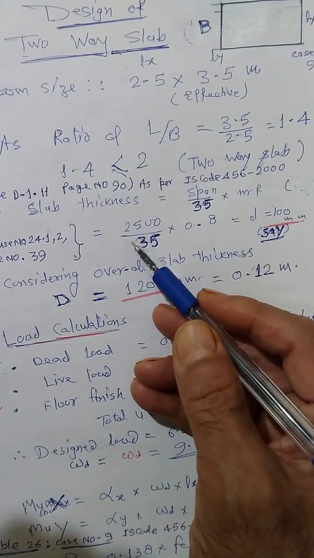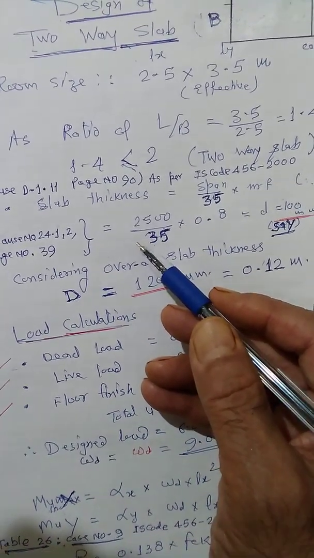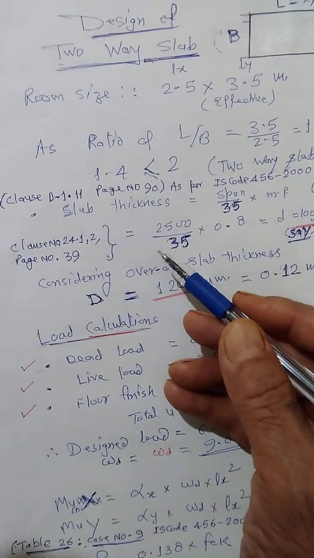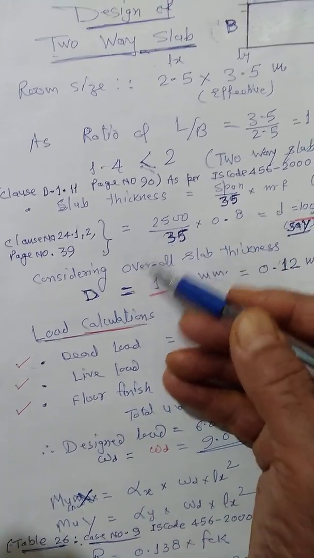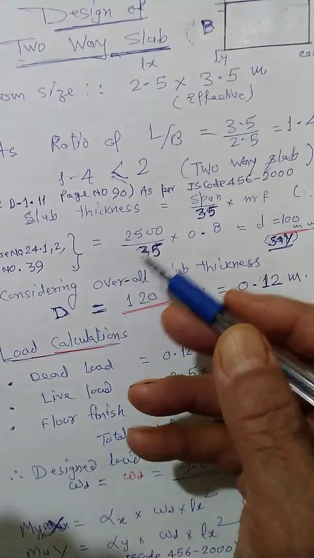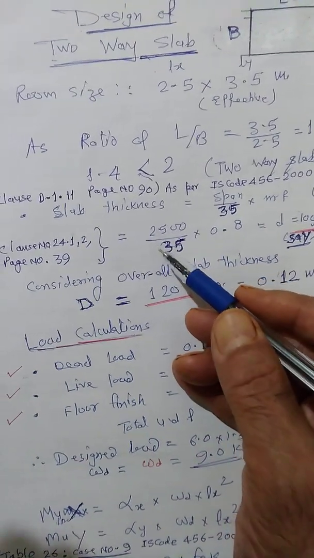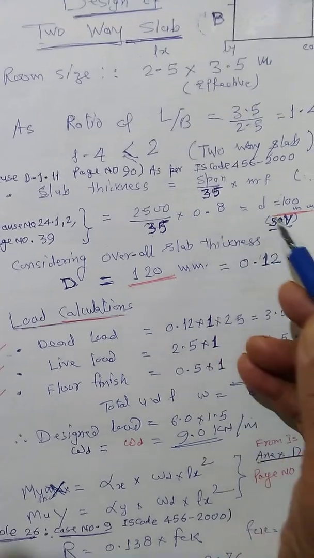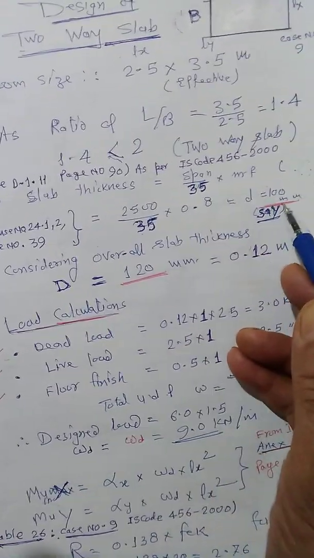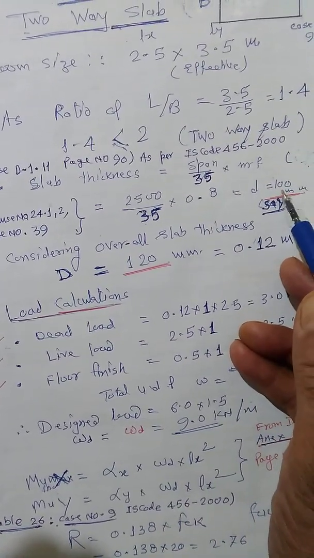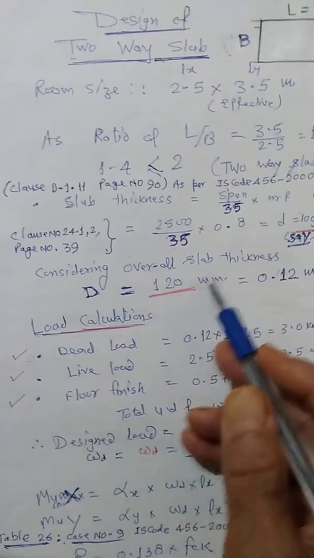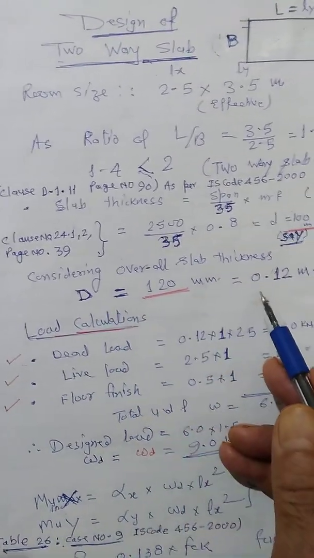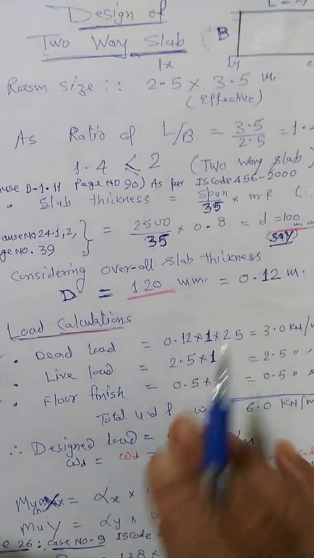If it were a continuous panel, as already mentioned in the other cases 2 to 8, then instead of 35 you would have to take 40. This comes out to be about 100 after rounding on the higher side. Considering overall depth as 120 and effective depth as 100.